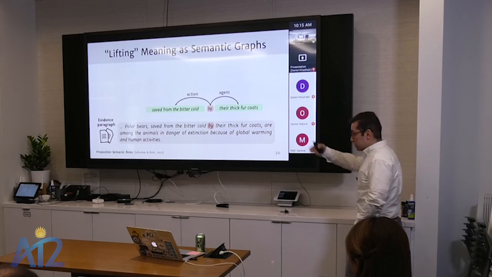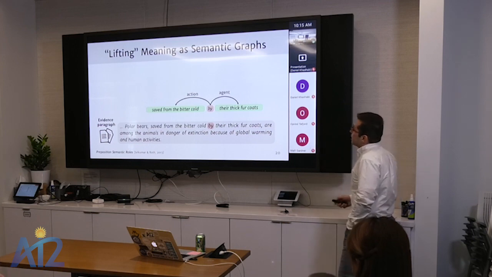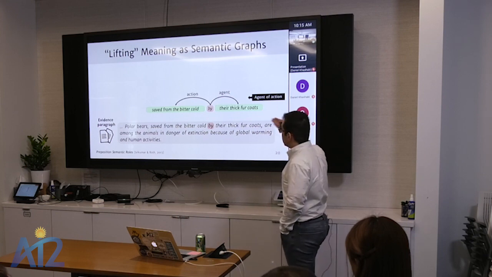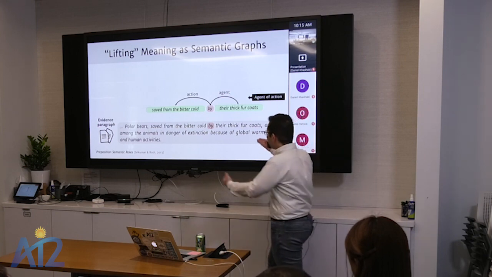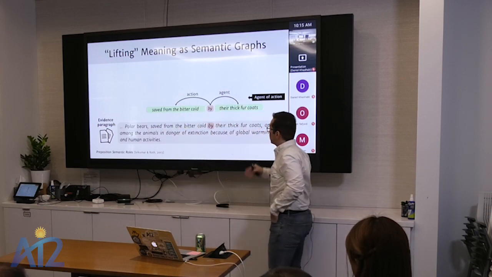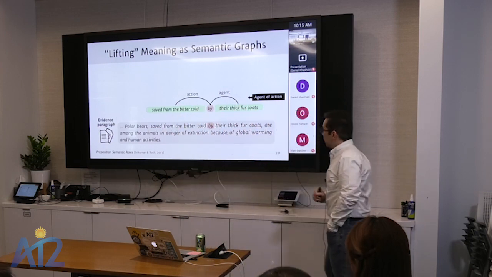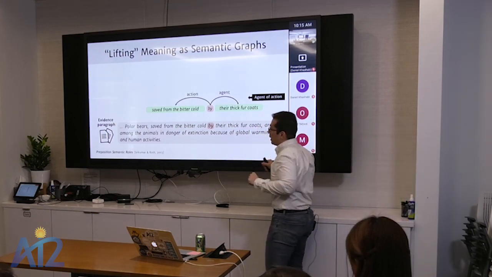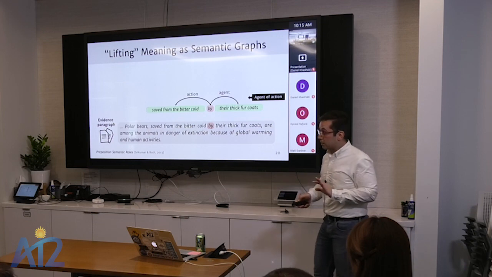And this system, or these kinds of systems, will tell me that this is expressing an action that is done by an agent, right? So it lifts the meaning in the form of some semantic representation. You can think about it as a graph, a small, tiny little graph, right? This abstraction, this lifting of the meaning, might look very simple, but it is not.